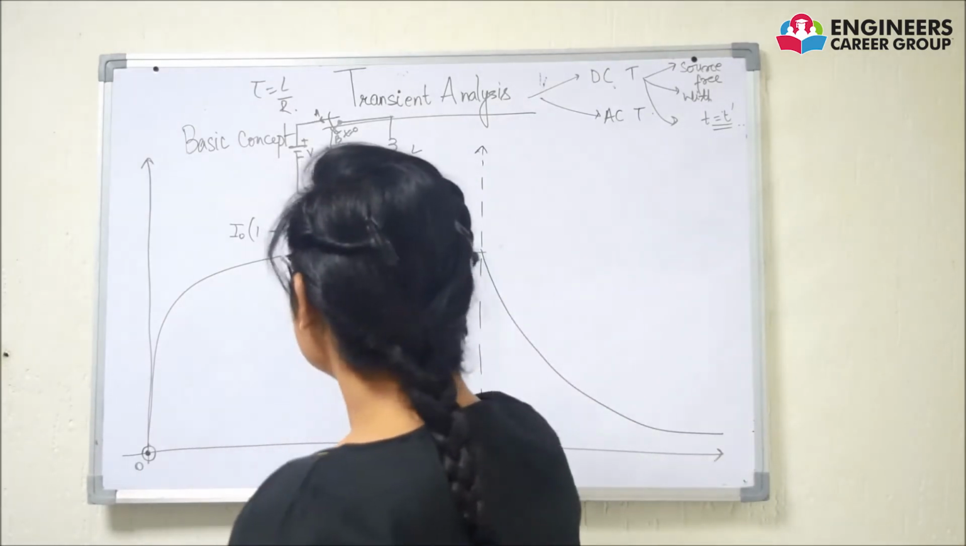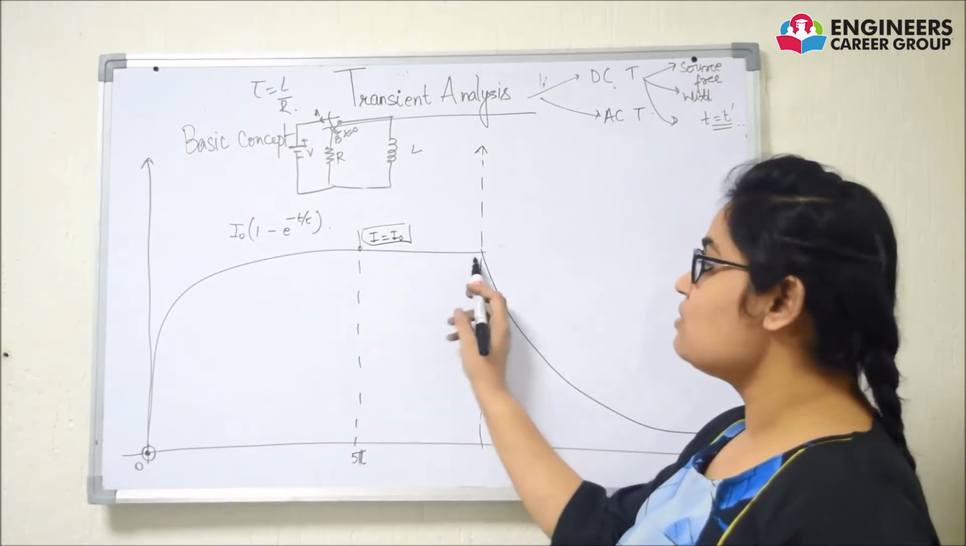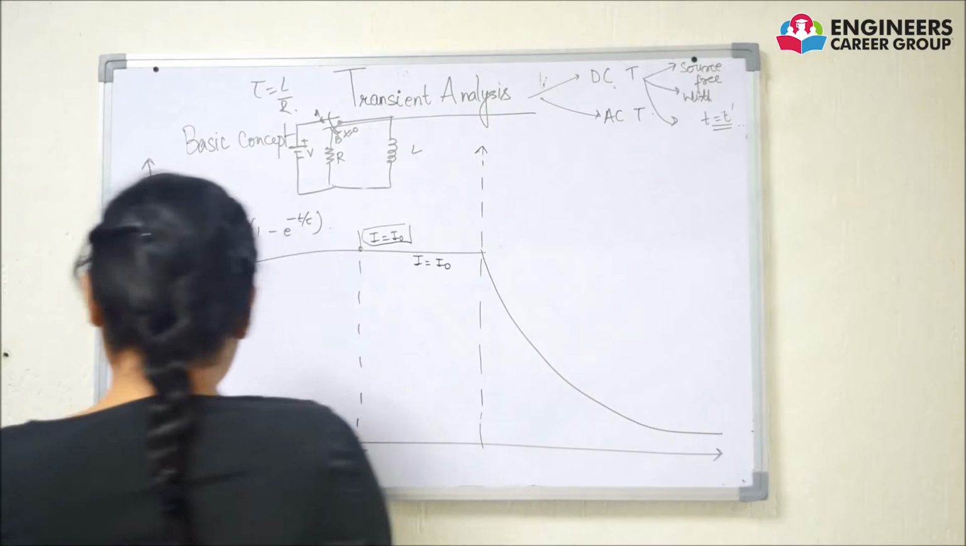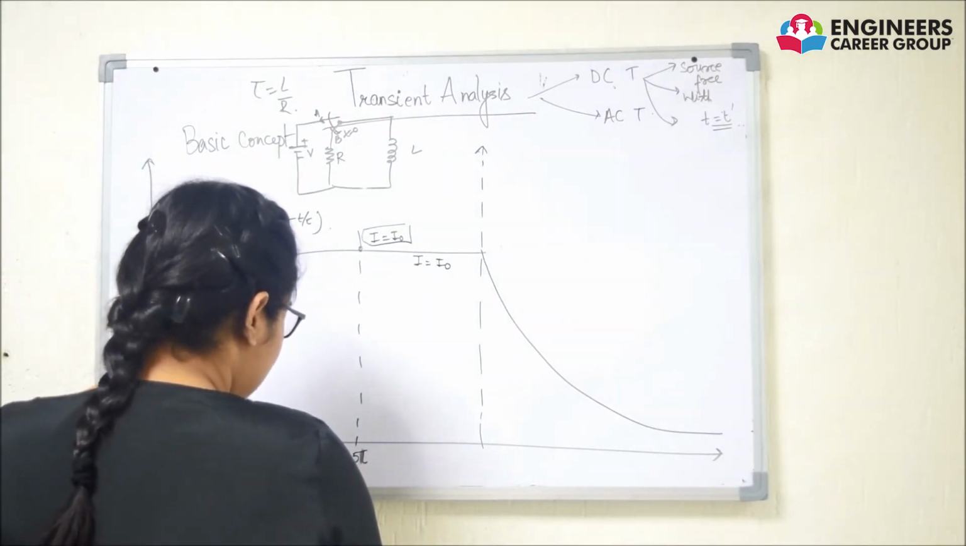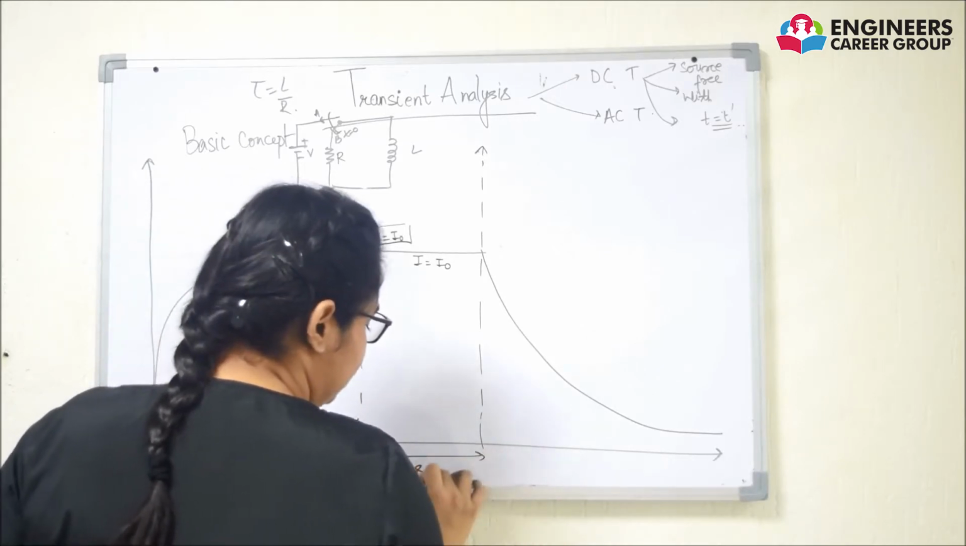Now this is again my charging part. We assume that after 5 tau, this will become a constant value I is equal to I naught. The period in between 0 to 5 tau is known as transient state, and after 5 tau it is known as steady state.